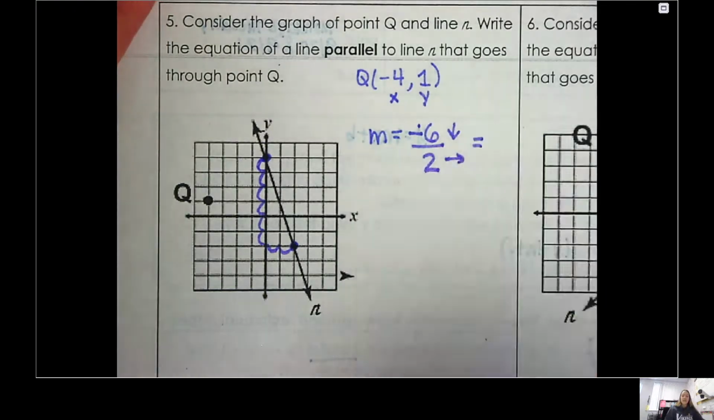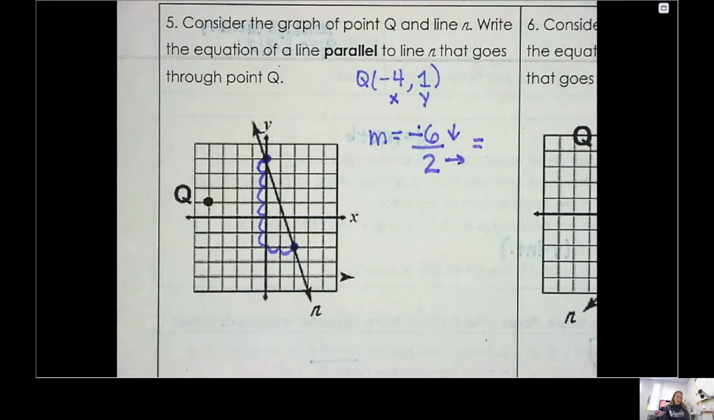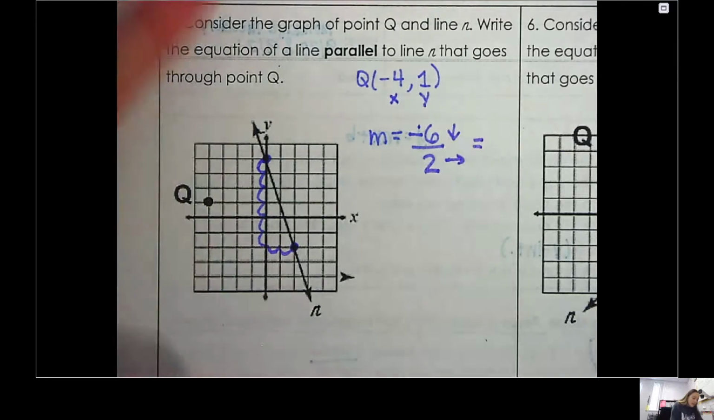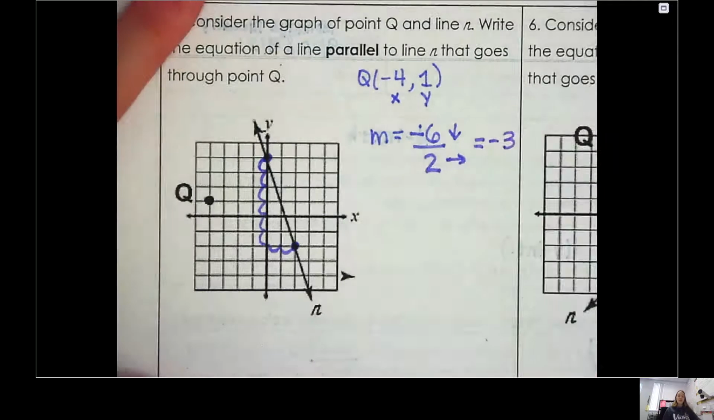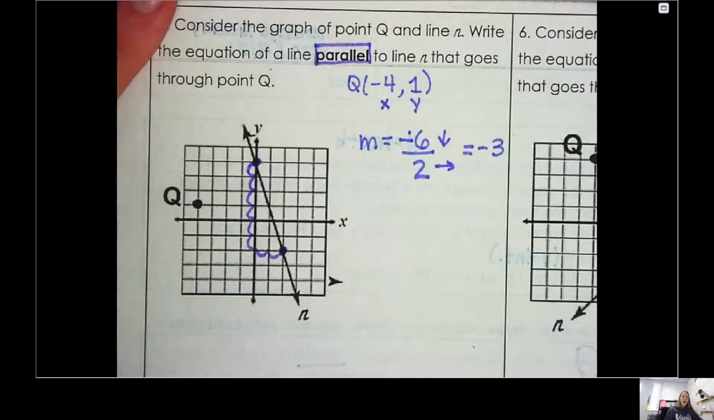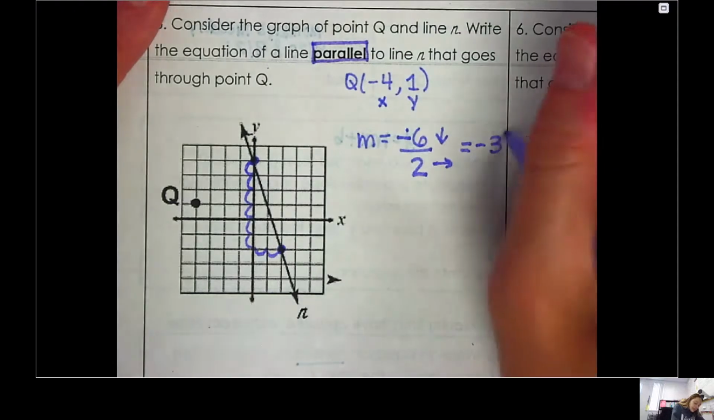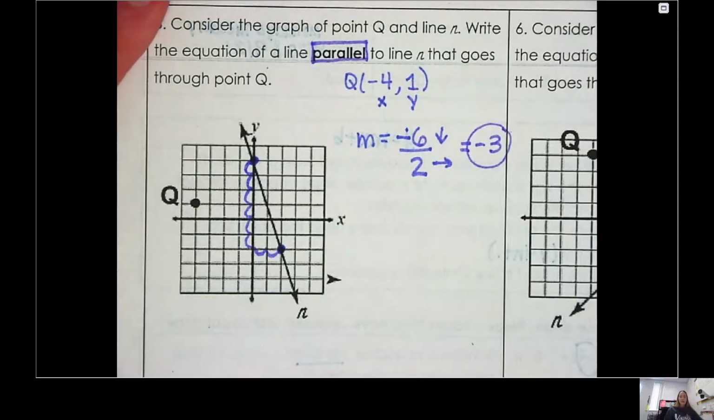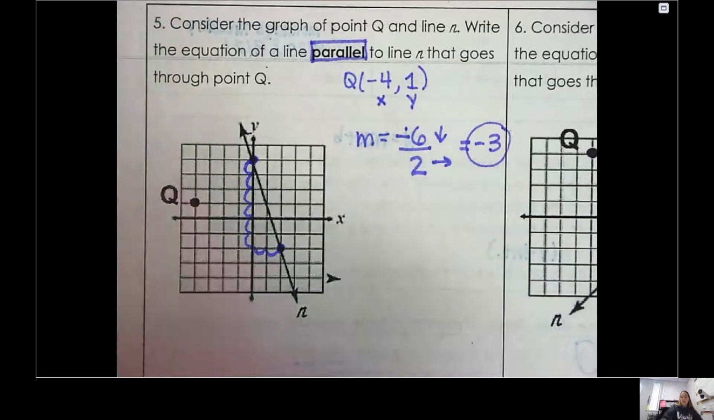-6/2. And then to the right 2. And I actually can reduce that, right? -6 divided by 2 gives me -3. So my slope is -3. So if I'm going to write the equation of a line that is parallel, I need to use the same slope of -3, and I'm going to plug in my x and my y values into the equation.